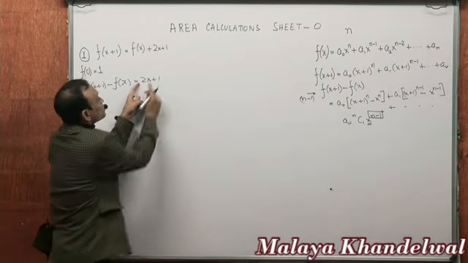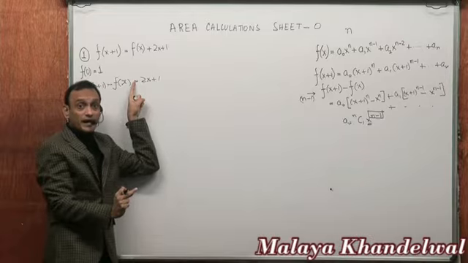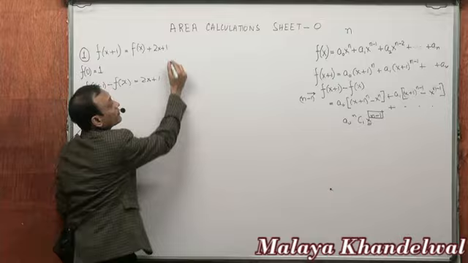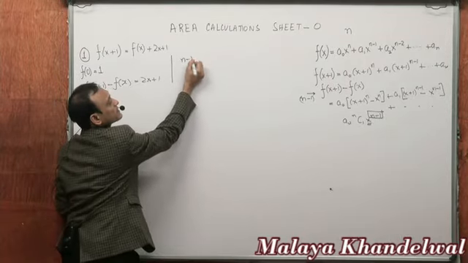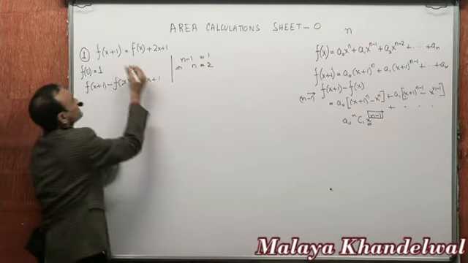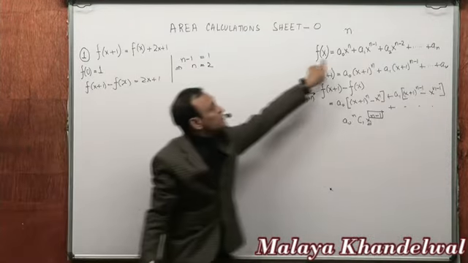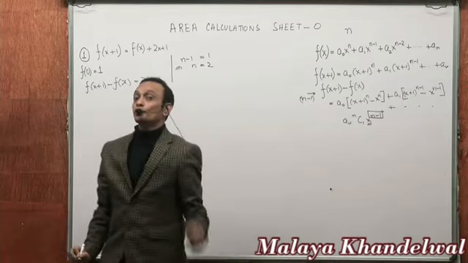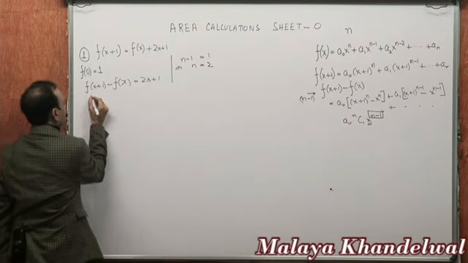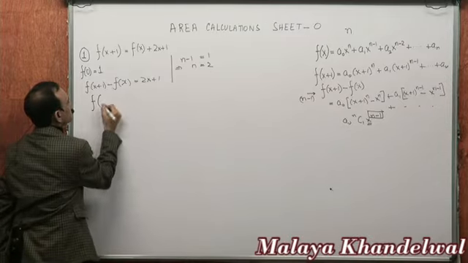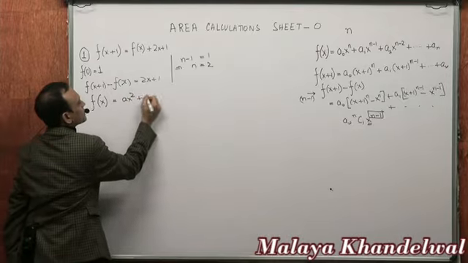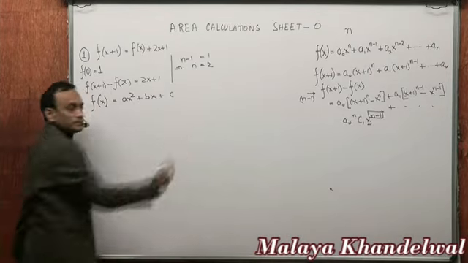That means 2x+1 is a polynomial of degree n-1. But this is a polynomial of degree 1, which clearly means that n-1 must be 1 and n must be 2. That means f(x) must be a polynomial of degree 2, a quadratic in x. So very clearly f(x) must be something like ax^2 + bx + c.